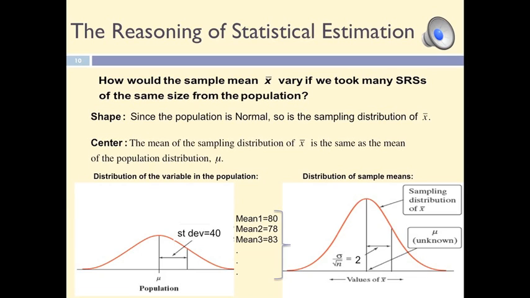For instance, the mean of our sample was 80, but if we select another sample, the mean might be 78 or 83. If these means are represented graphically, they would have a normal distribution. The mean of this distribution is the same as the sample mean, but the standard deviation of this distribution is equal to the standard deviation of the variable in the population divided by the square root of the sample size.